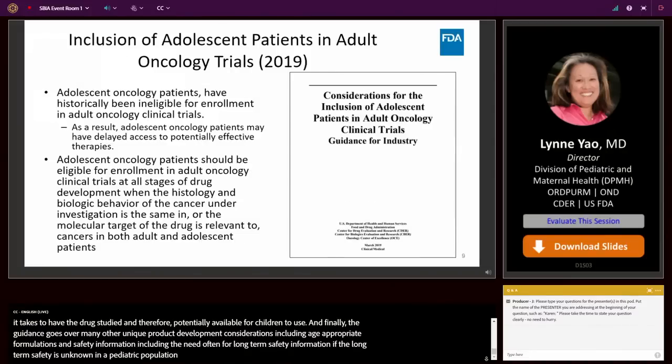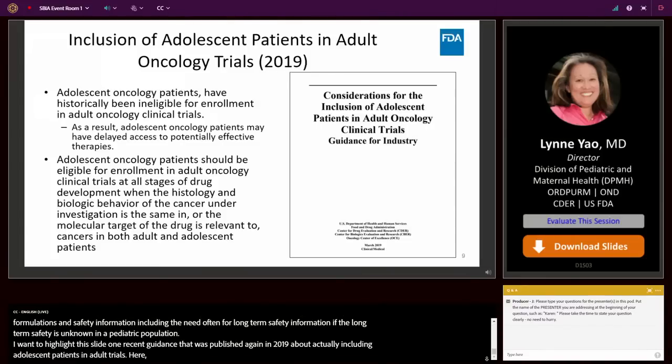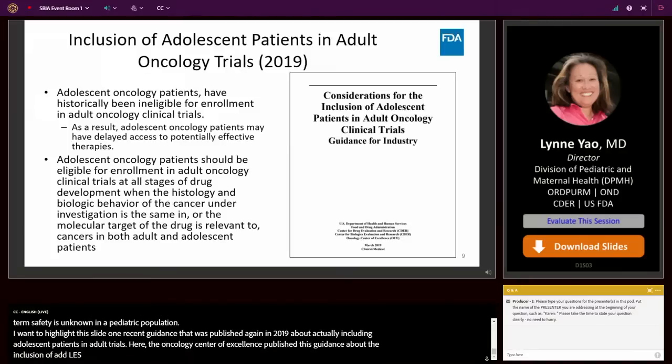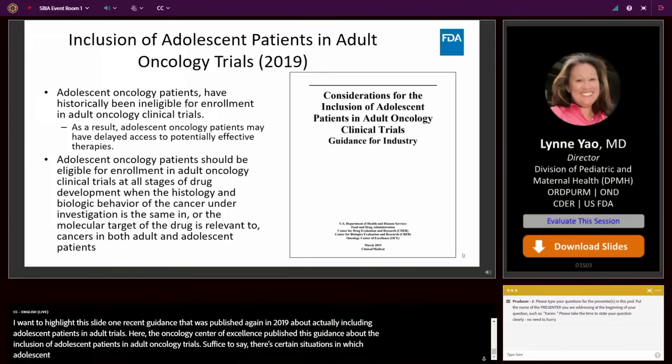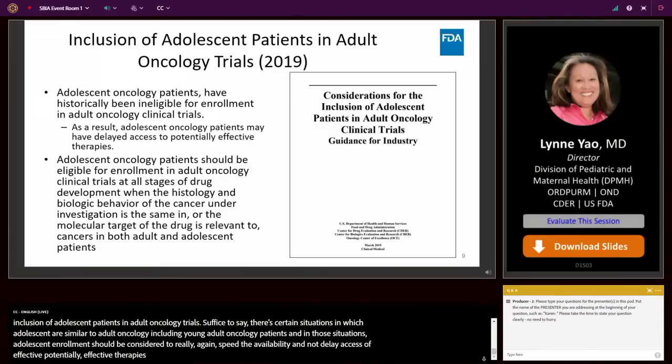I want to highlight on this slide one recent guidance that was published again in 2019 about including adolescent patients in adult trials. Here the Oncology Center of Excellence published this guidance about inclusion of adolescent patients in adult oncology trials. Suffice it to say that there are certain situations in which adolescent oncology patients are very similar, in fact, to adult oncology patients, including young adult oncology patients. And in those situations, adolescent enrollment should be considered to speed the availability and not delay access of potentially effective therapies to the adolescent oncology patient.